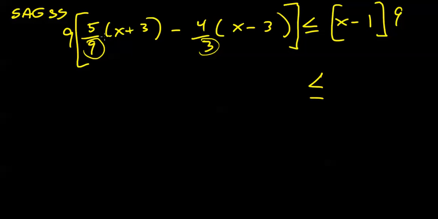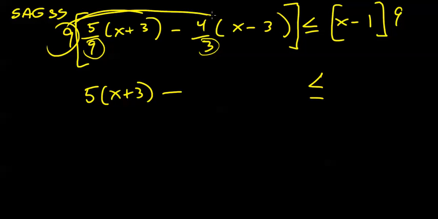9 times 5/9s. I'm going to multiply that product first because the 9s cancel out, and 9 times 5/9s is 5 times the remaining expression, x plus 3. Minus, again, we're applying the distributive law here, 9 times 4/3. Well, 3 cancels into 9 3 times, and 3 times 4 is 12.